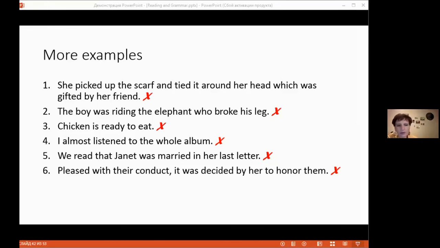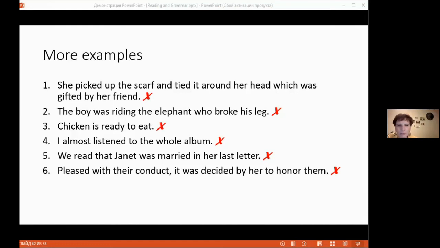We read that Janet was married in her last letter. We read in her last letter, okay. Well, here the problem can be solved. Okay, Irina's version is good. We read in Janet's letter that she was married. We can say that, yes.